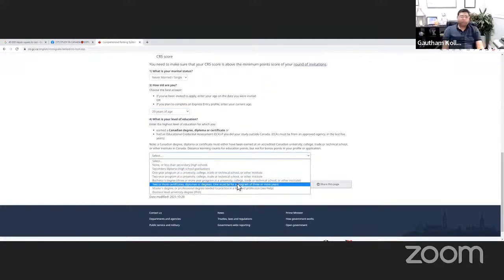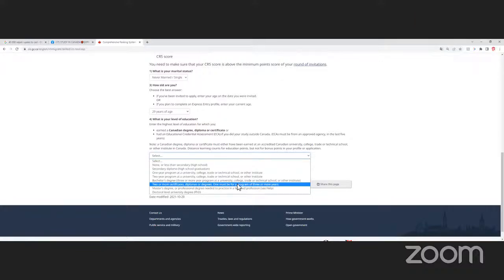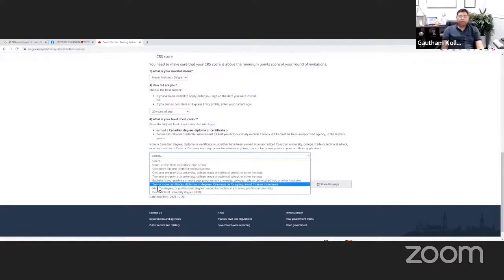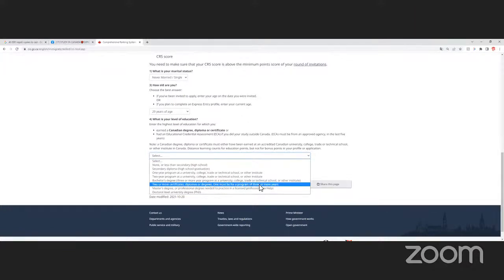So what you have is, do you have a master's? No? In India, I have a bachelor's. Here, I did 1 year of postgraduate. Okay, so if you have a bachelor's and postgraduate, you choose 2 or more certificates or diplomas or degrees. One must be a program of 3 years or more.